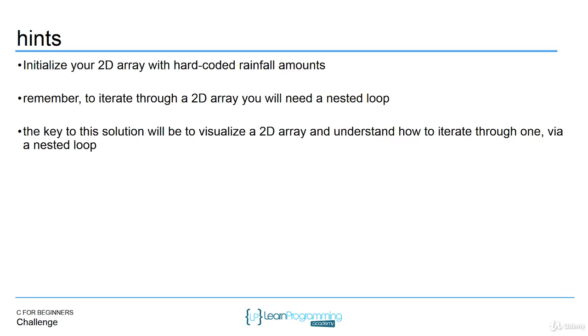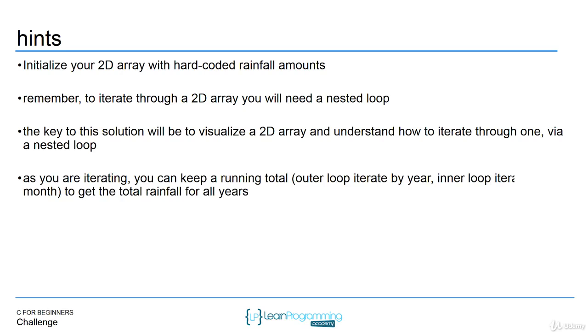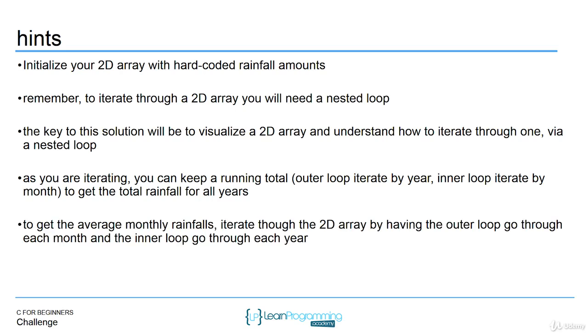The key to this solution will be to visualize a 2D array and understand how to iterate through one via nested loop. If you know how to iterate through a nested array or a 2D array, you're going to be fine. As you are iterating, you can keep a running total, which is our first set of loops. An outer loop will iterate by the year, and the inner loop will iterate by the month. And you can keep a running total to get the total rainfall for all years. So your first goal should be to just get that total rainfall for all years. And as you're getting the total rainfall, you can just print out the yearly total as well. Then, after you're out of that loop, you can print out the yearly average.